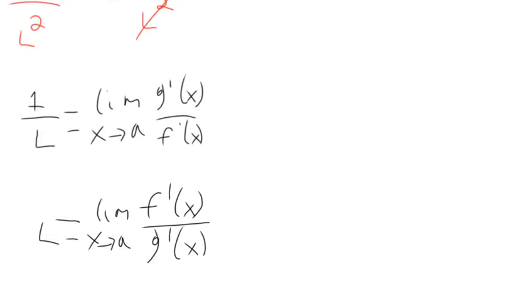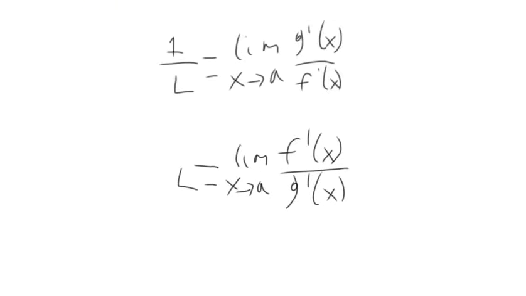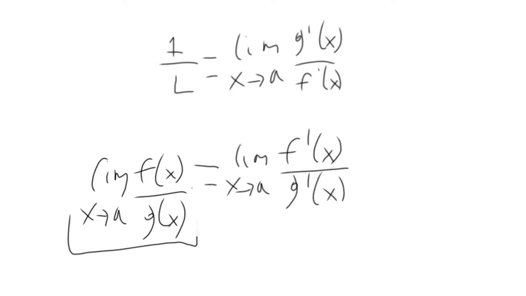And now we are done, because I can just replace L with our original limit, and we have shown what we wanted to show. We know that L is equal to the limit, because this is what we defined L to be, the limit as x goes to a of f of x over g of x. So we've proved that this equals this, which is what we wanted to prove.